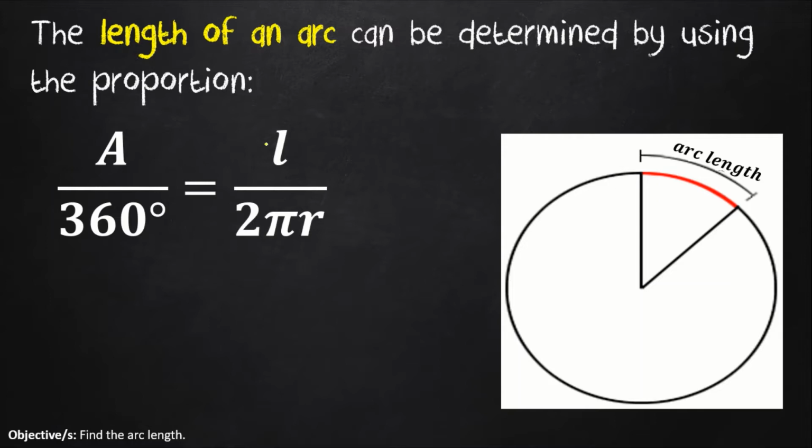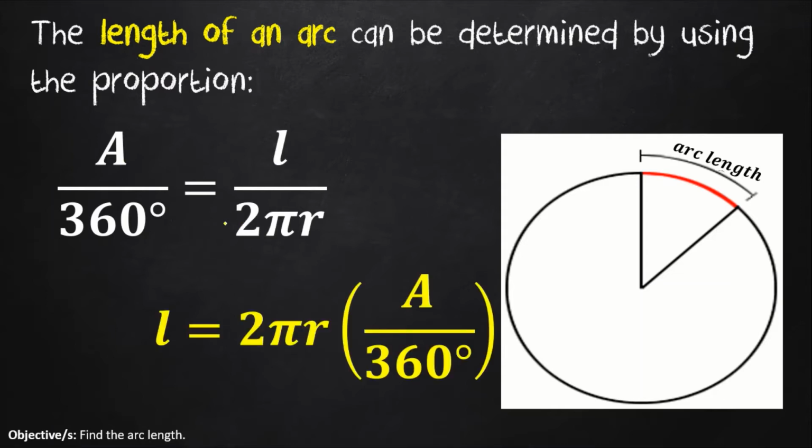Now, since ang hinahanap natin ay arc length that is represented by L, from this proportion, madederive natin yung formula. So, cross-multiply natin ito. So, we will come up with L, the arc length, is equal to 2 pi r times A over 360 degrees, where r is the radius of the circle and A is the degree measure of the arc of the given circle.